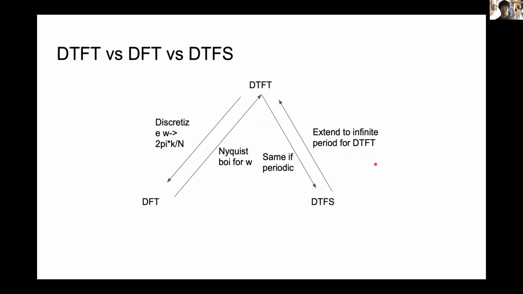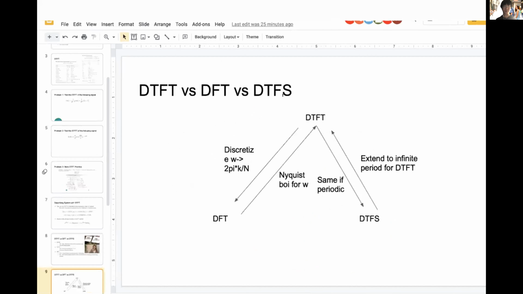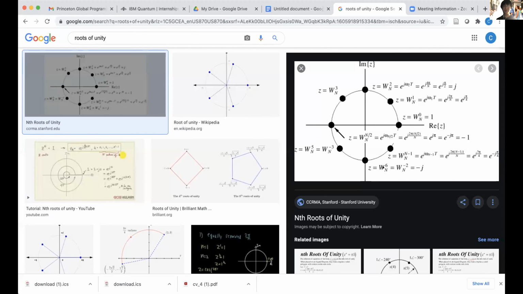And if you want a visual for how you chop it up, let me just exit here and I will show you guys the roots of unity. So it kind of looks like this. You have a circle, right? And so this is how you're chopping up the frequency spectra to get from the DTFT to the DFT.